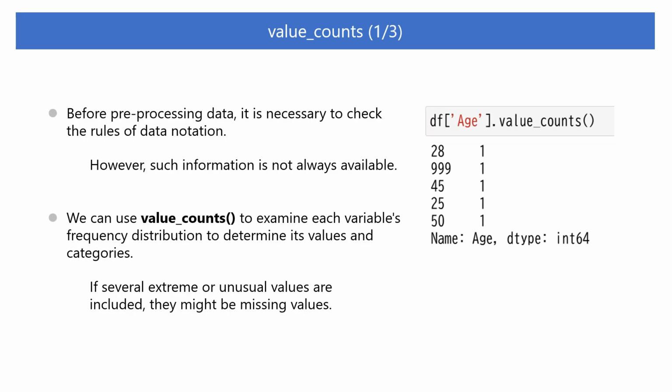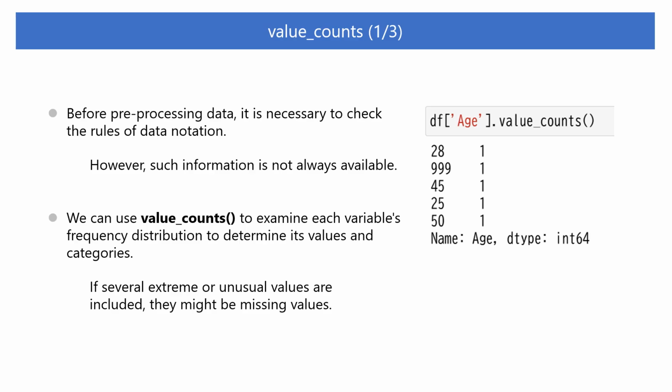For some data, missing data may be denoted in other forms instead of None. Therefore, before preprocessing data, it is necessary to check the rules of data notation. However, metadata that specifies such information is not always available. So, in addition to using the info method to obtain basic information, we should also examine each variable's frequency distribution to determine its values and categories.